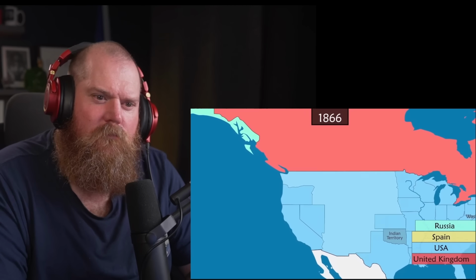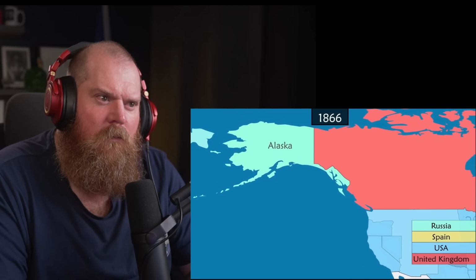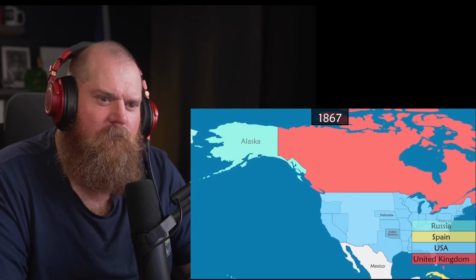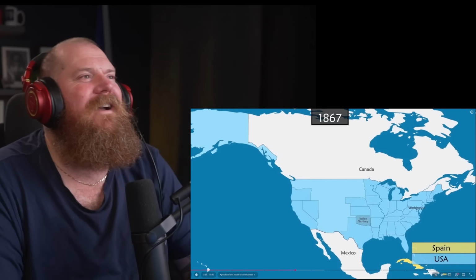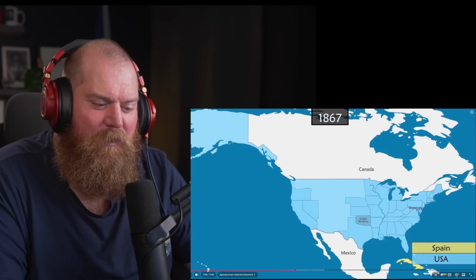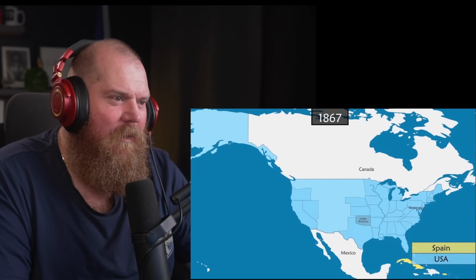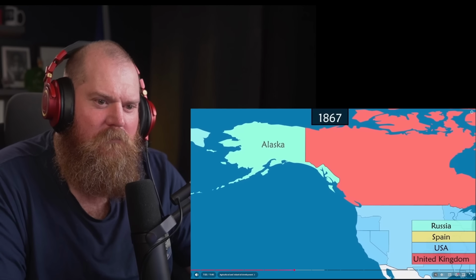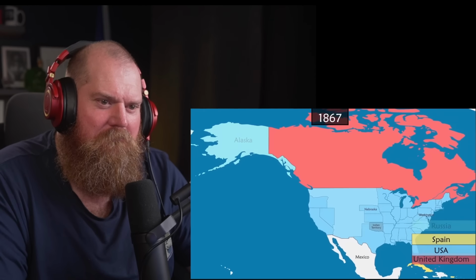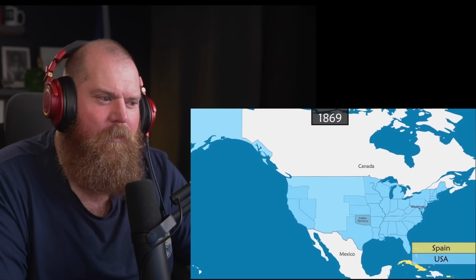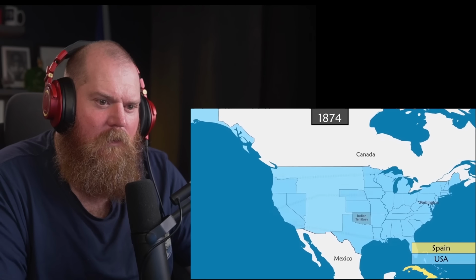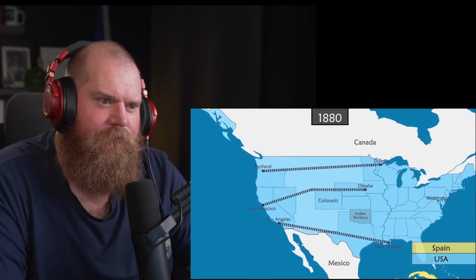The Russian Empire fears losing Alaska to Britain, so chooses to sell the territory to the United States. To accelerate its conquest of the West, the government finances the construction of transcontinental railway lines.